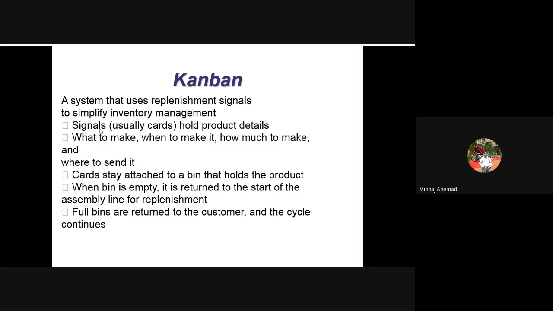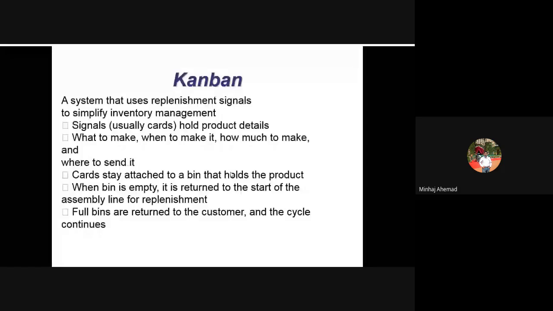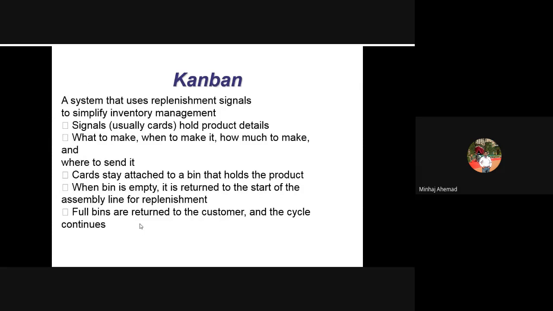It usually uses signals, that are cards, that hold product, what to make, when to make, how much to make, and where it is to be sent. All this is written on that card, and the cards stay attached to the bin that holds the product. When the bin is empty, it is returned to the start of the assembly line for replenishment, and full bins are returned to the customer and the cycle continues. So this will drastically reduce the unnecessary work and unnecessary time consumption. So it is the Kanban system.